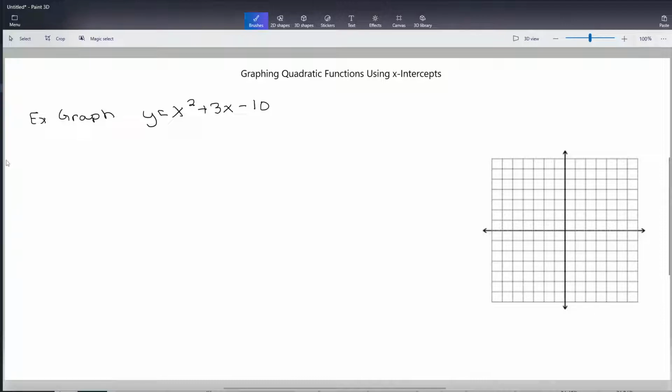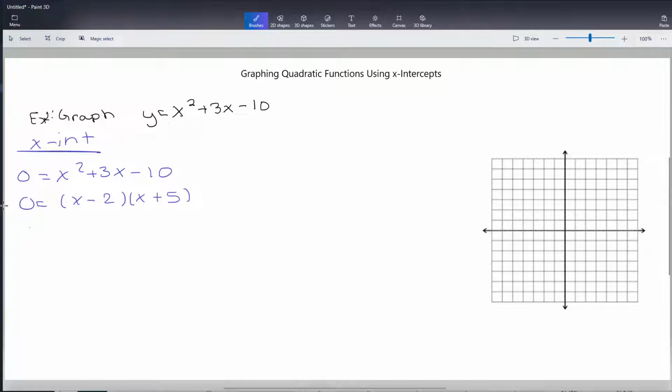Okay, so the first thing we're going to do is still find the x-intercept, and we are still going to do that by letting y equal 0. So I'm going to plug in 0 for y, and then I'm going to factor. So I'm looking for something that multiplies to negative 10 and adds to positive 3. So I think this should be negative 2 and positive 5.